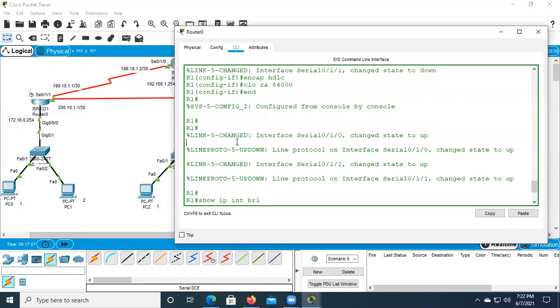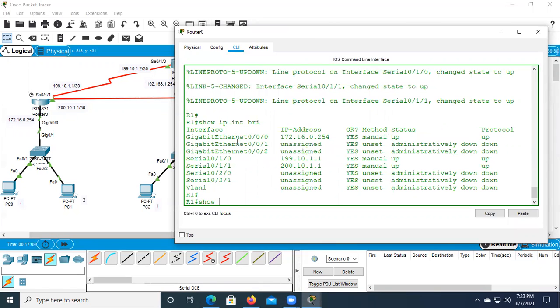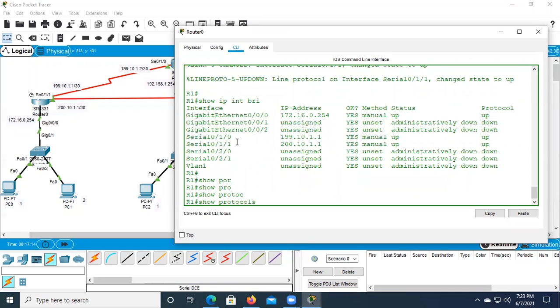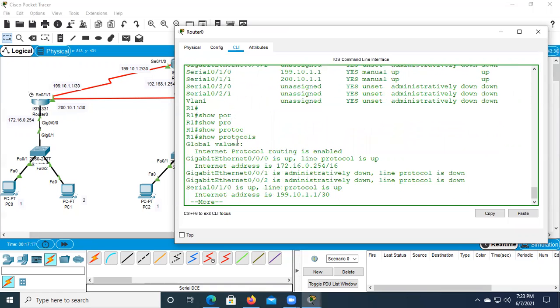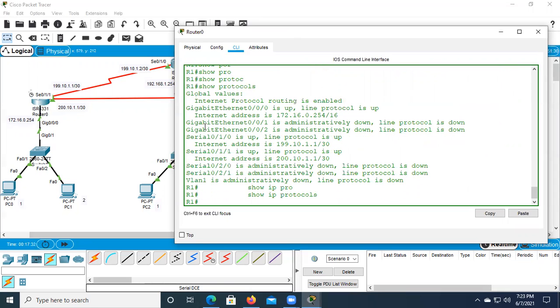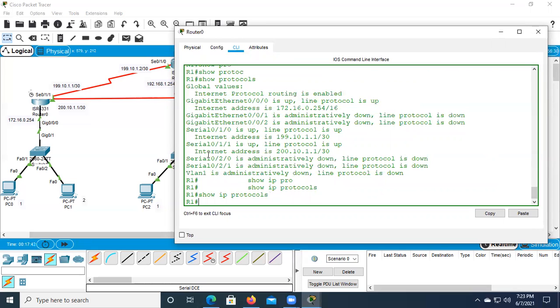This is your R1. If I'm going for show protocols, actually on the gigabit, the internet protocol routing is enabled on this particular interface and on the serial. But if I'm going for the command show IP protocols, no routing protocol is there. See here, if I'm going for show IP protocols, no routing protocol is being configured.